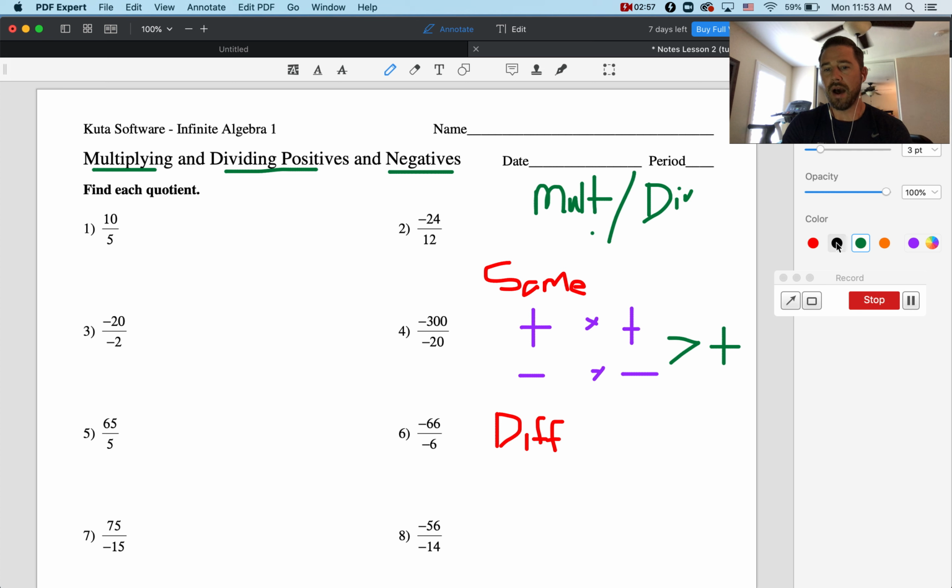Okay, now, we have options here for different signs. So different signs would be like a positive times a negative, or you could have a negative times a positive.